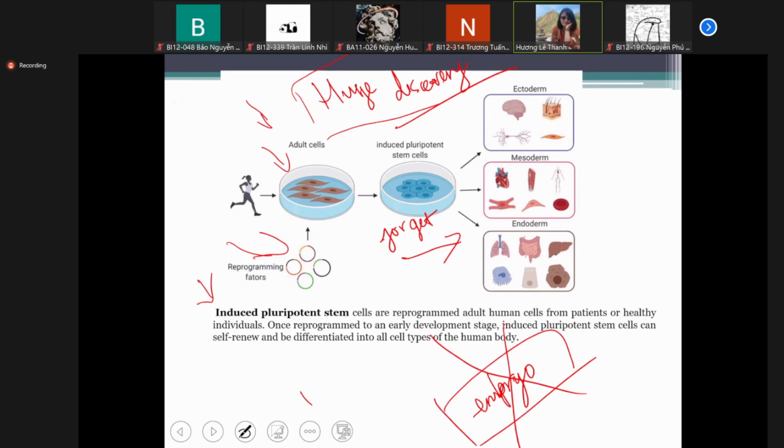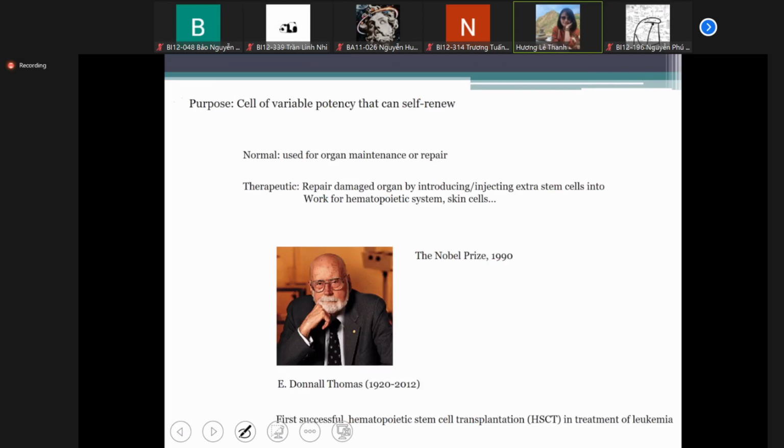And the purpose of researching stem cells is their variable potency and that they can renew themselves. In the normal case, we can use them for organ maintenance or repair of organs, but for therapeutics, they can repair a damaged organ by introducing or injecting extra stem cells.